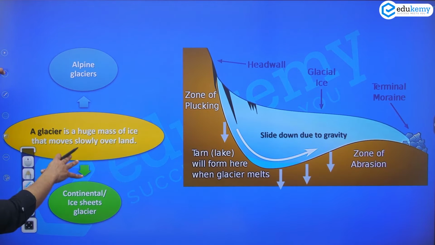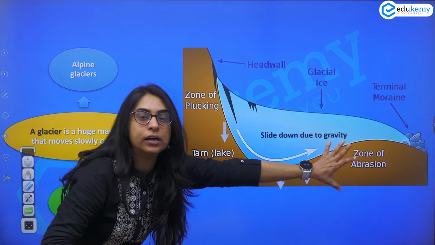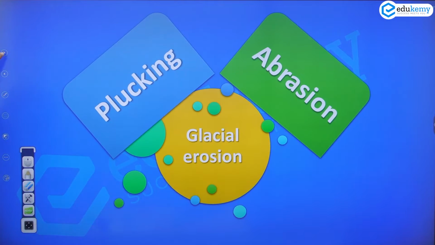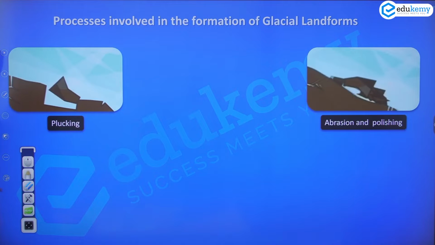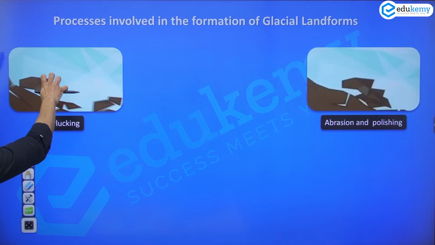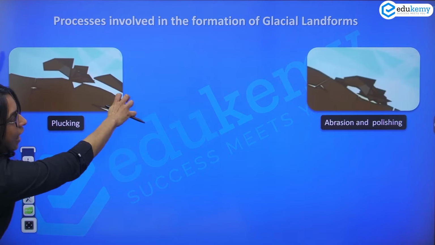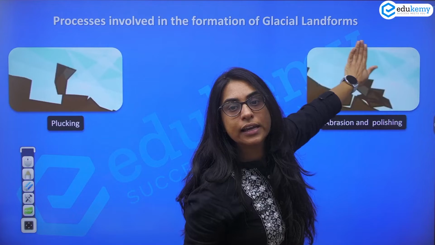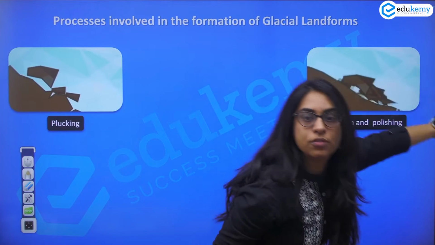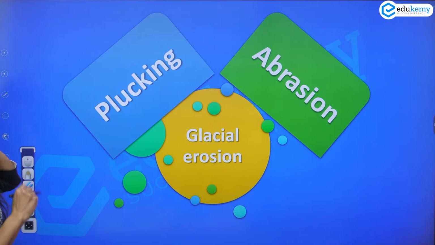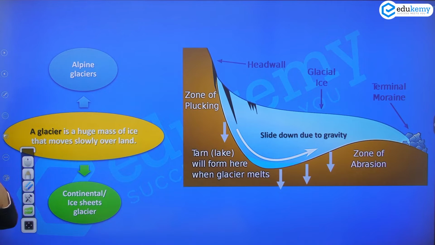So what is a glacier? This is the form of the glacier. There are two types of erosion, plucking and abrasion. This is how plucking takes place, where the individual piece is frozen by the glacier and is dragged down. And as it drags down, the debris in the glacier polishes and scrapes the valley floor. Then let's understand where plucking operates more and where abrasion operates more.